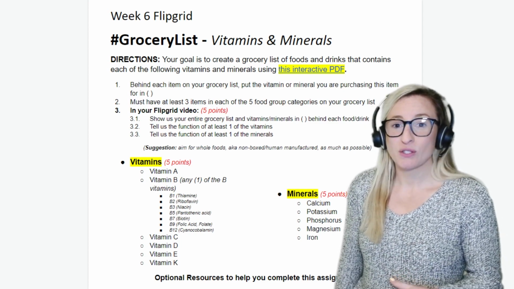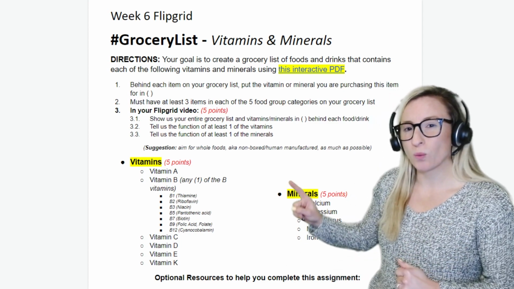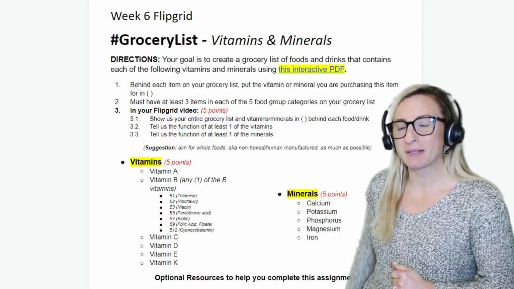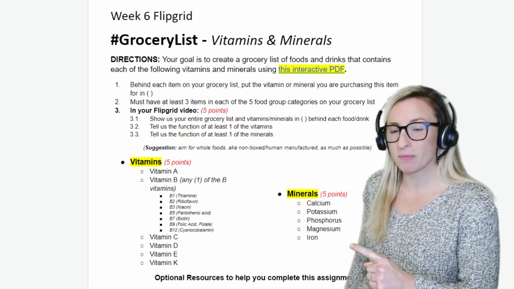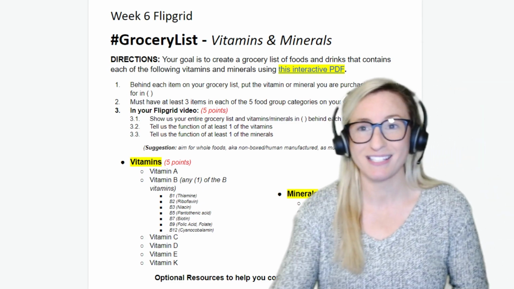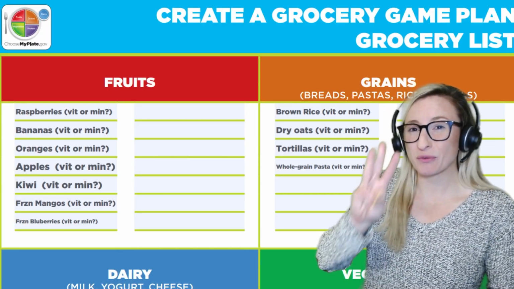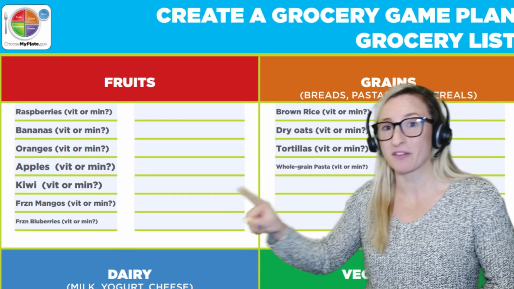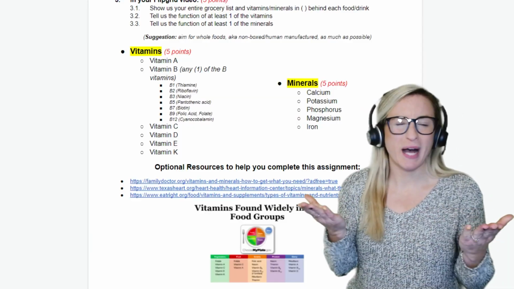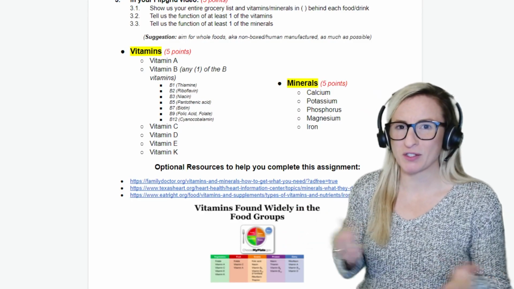your grocery list. So you need to have at least one of all the vitamins and at least one of all the minerals on your grocery list, while making sure you have at least 3 food items under each of the 5 food groups. So how do you know what vitamins or minerals are in foods?